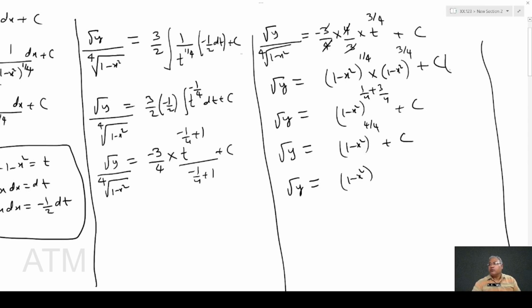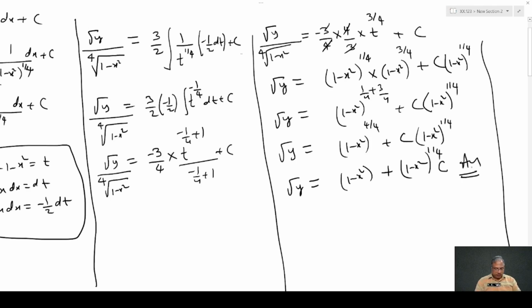Here also we have to multiply by (1 minus x square) raised to 1 upon 4. I forgot to write down that. Now I am writing. So plus (1 minus x square) raised to 1 upon 4 into c. This is the final solution. So we found that solving the Bernoulli differential equation is quite easy.